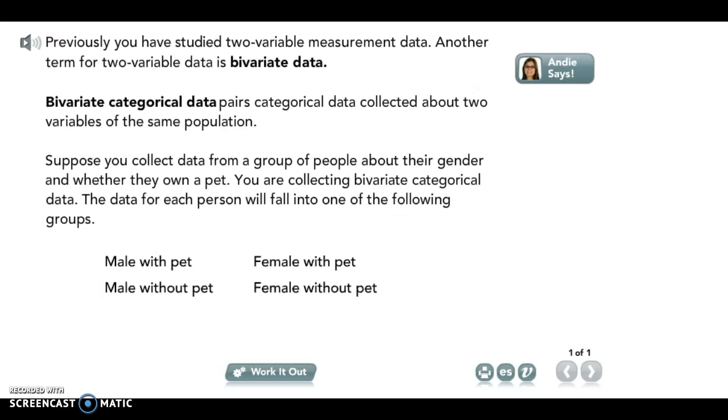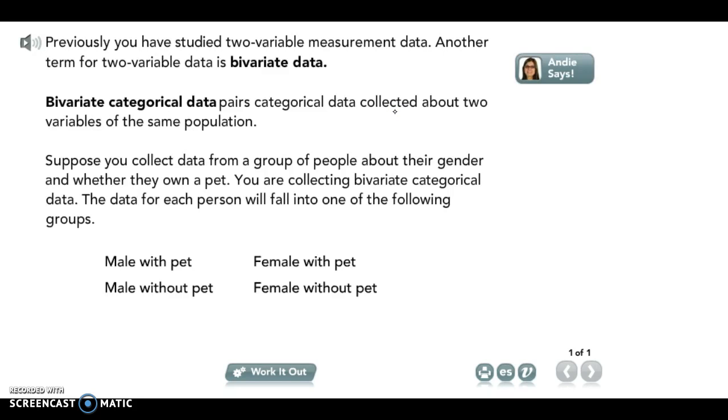The last space is bivariate categorical data. The word bi is two, like bicycle has two wheels. Variate stands for variable. So that's what bivariate data is going to mean. And we want it in categories. So bivariate categorical data, you can go ahead and write down this, and you can make it smaller if you want, but it's going to take categorical data that is collected about two different variables of the same population.